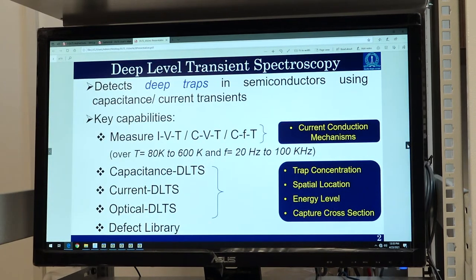Among the various defect levels that can be present in the mid gap, the deep levels, the energy levels that are greater than 3 kT from the conduction or valence band, play an important role because they cannot be excited under normal conditions. However, if they are excited and they trap carriers, then detrapping would take time of the order of 10 to the power 3 to 10 to the power 5 seconds.